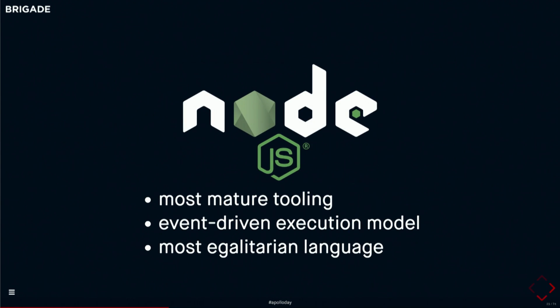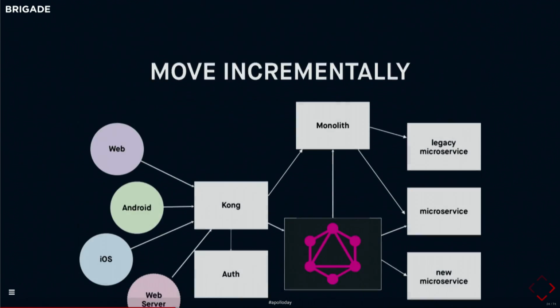Node was what we chose because the tooling is the most mature in the GraphQL space. It's the quickest way to get started. The event-driven execution model, where some request gets fired off and we don't have to do anything about it until it comes back, really works well for GraphQL. And if you had to pick a language that everybody in your organization is going to be familiar with, you might not find one, but JavaScript's going to be the closest thing.